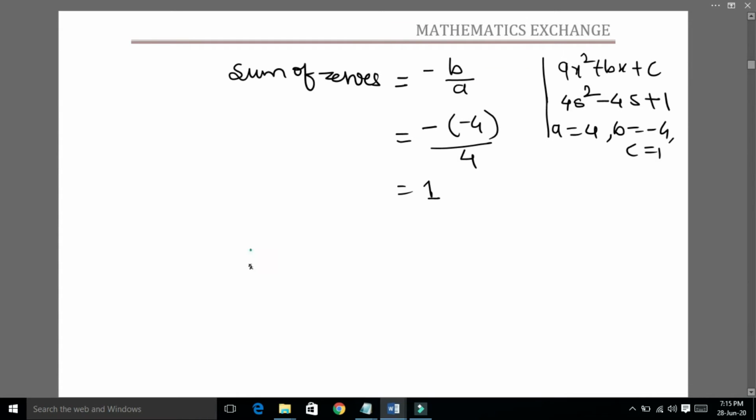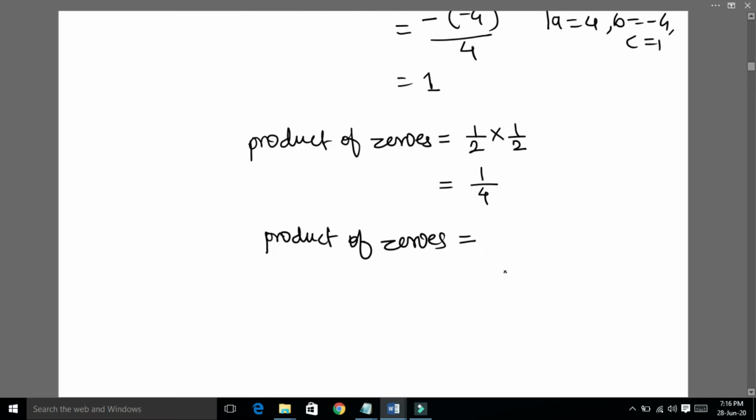Now the next is the product of zeros. The actual product of zeros is 1 by 2 into 1 by 2. So that is equal to 1 by 4. Now the product of zeros is equal to c upon a. Now c is 1 here, so 1 by a, which is 4. So we get the same values, therefore we write down hence verified.